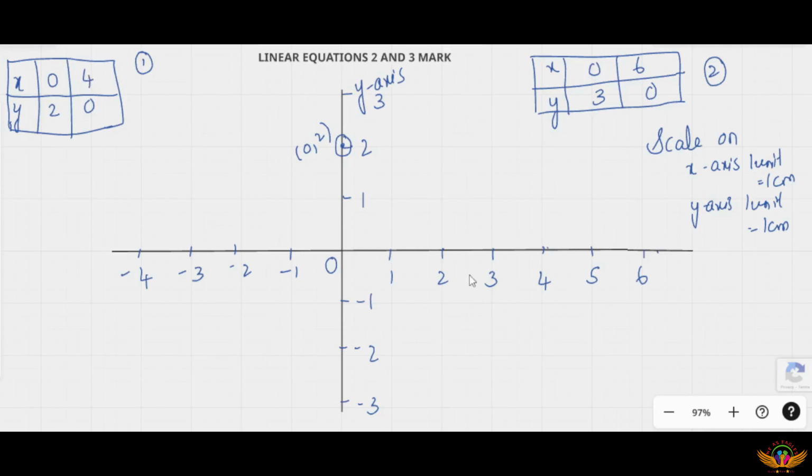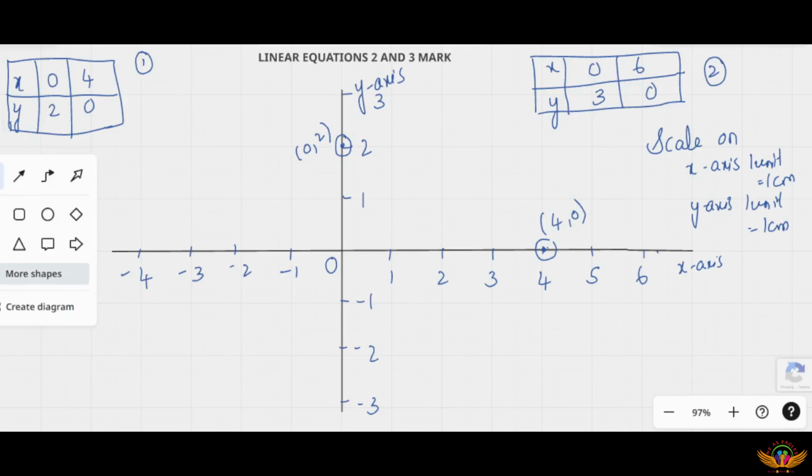And the next point is x value is 4 here and y value is 0. So here is the point. This is the x-axis. So the answer is 4, comma 0 is the point here. So this line is our first equation. Come on, join the line now.